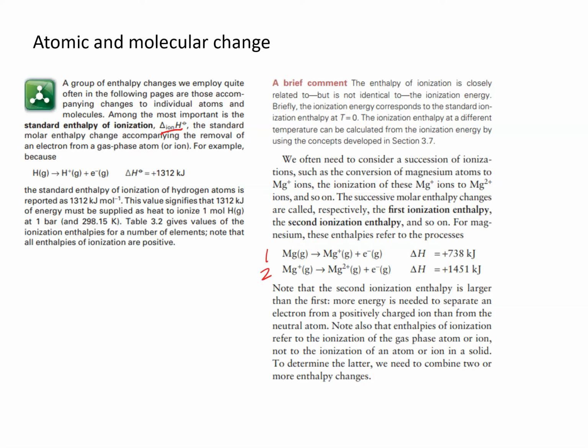More energy is needed to separate an electron from a positively charged ion than from a neutral atom. Note that all enthalpies of ionization refer to the ionization of the gas phase atom or ion, not to the ionization of an atom or ion in a solid. To determine that, we need to combine two or more enthalpy changes.